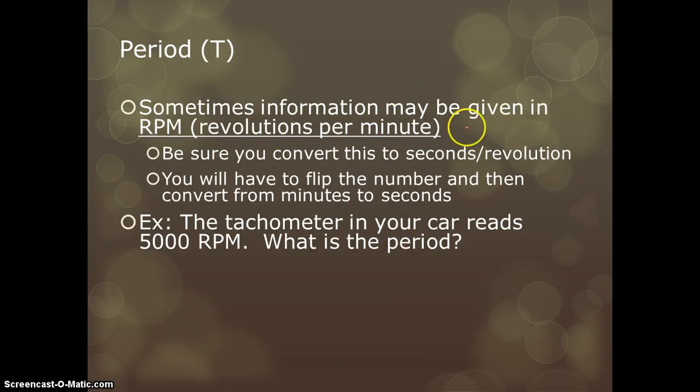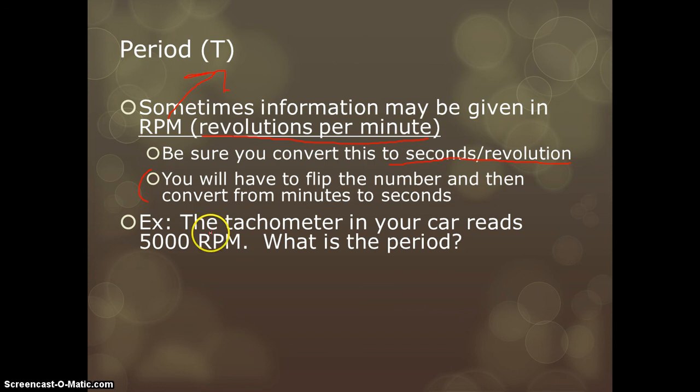Sometimes we'll be given information in RPMs. You have a reading on your dashboard that's in RPMs. You may not have known this, but that stands for revolutions per minute. And we can't use this. We have to convert RPMs to period before we can do anything with it. In order to do that, it just takes 2 steps. We simply convert the time component of that to seconds instead of minutes. And then all we have to do is flip it.